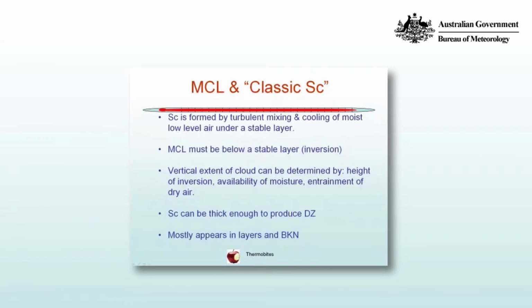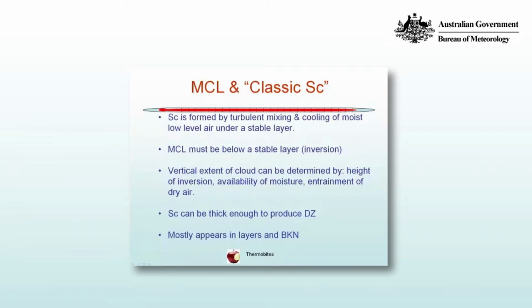The mixing condensation level in classic stratocumulus. So stratocumulus is formed by turbulent mixing and cooling of moist low-level air underneath a stable layer. And that stable layer is, of course, known as an inversion. And so you must get a mixing condensation level below the inversion height. So do the mixing calculations, and if the MCL is below the inversion, then you're going to get the formation of stratocumulus. The vertical extent of cloud can be determined by the height of the inversion.